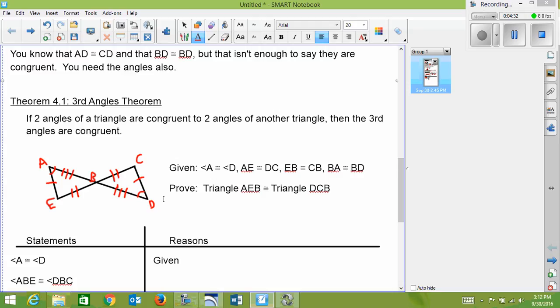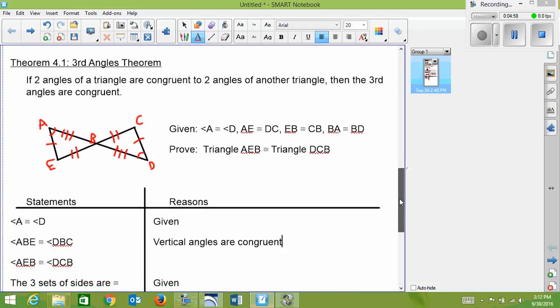So I know that A and D are equal. Well, because these two lines cross each other and make an X, we know that this angle right here and this angle right here have to be equal. Why is that? ABE has to be congruent to DBC. Reason being, vertical angles are congruent. That's something that we know. We don't have to prove that.